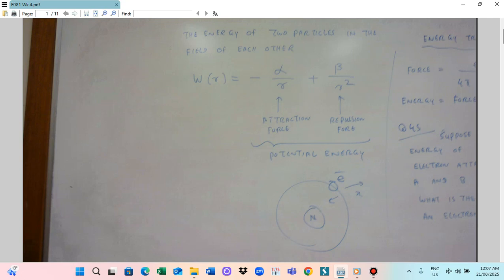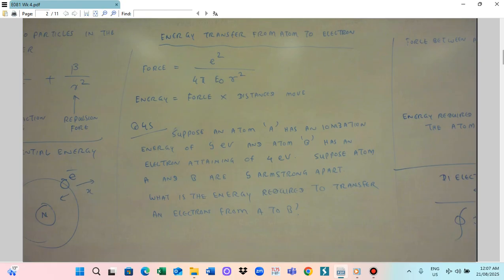Electrons usually move around the nucleus. In this case, the electron absorbs the energy from the atom. This becomes the energy transfer from atom to electron, and it can be calculated. That will be the force between the A and B atom.